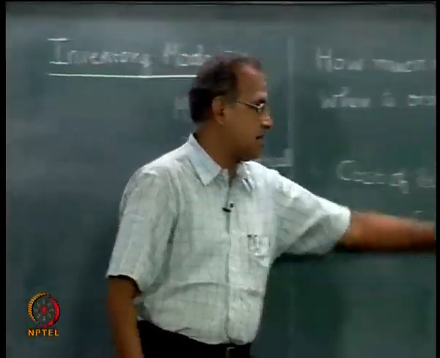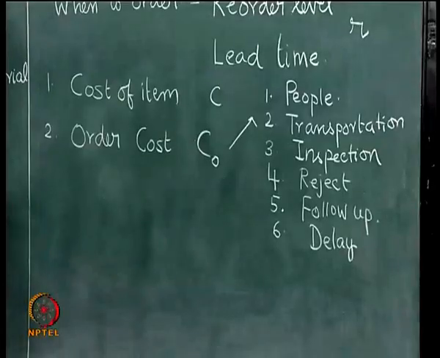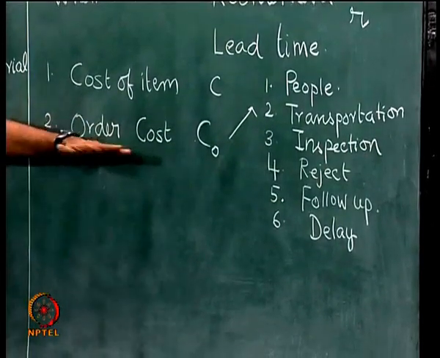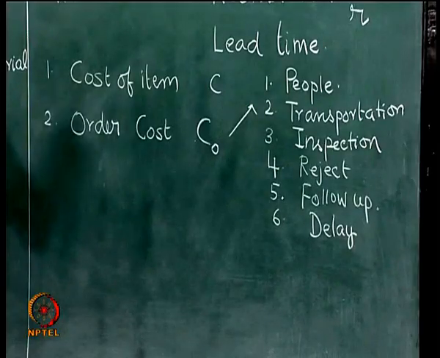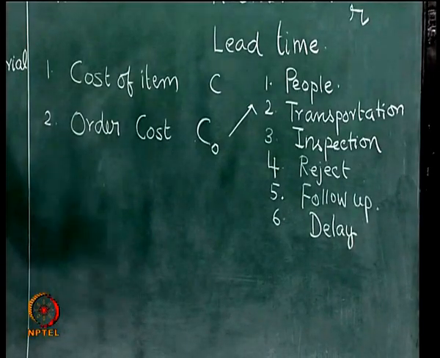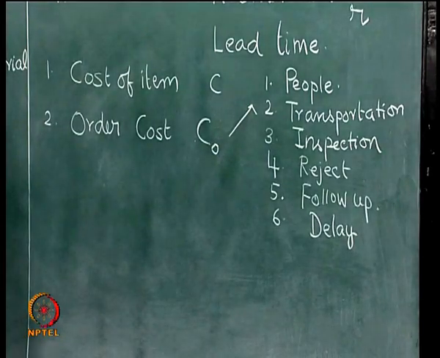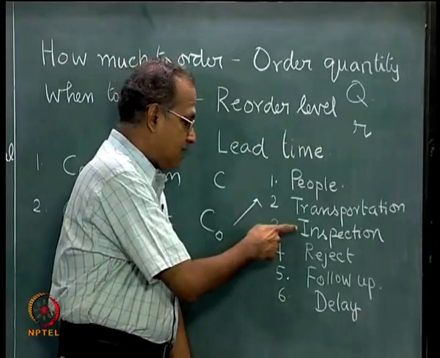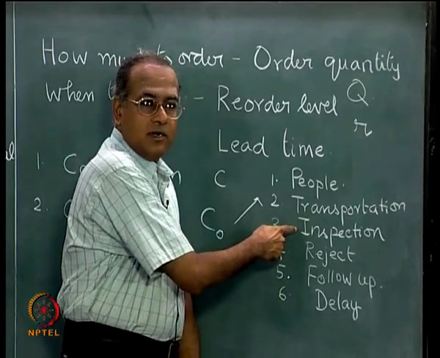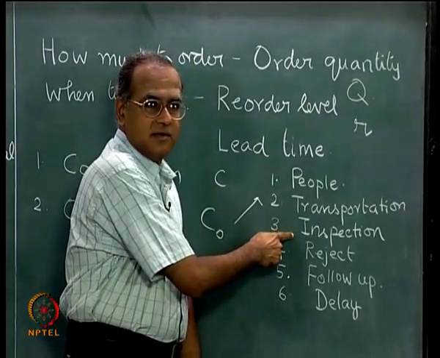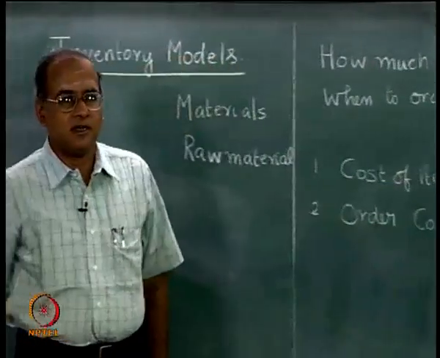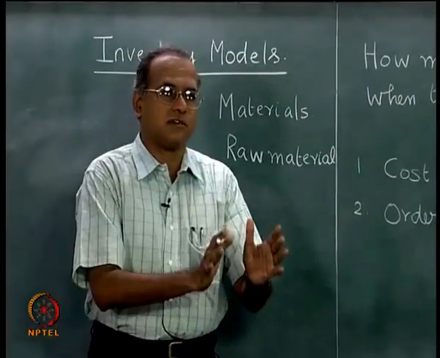So, all these are the components of what is called order cost or ordering cost, and it is assumed that this cost does not depend on the quantity that is ordered. For example, if you look at these components, one could say that at least this component could depend on the quantity that is ordered, but right now we assume that the order cost is not dependent on the quantity that is ordered and is fixed for every order.